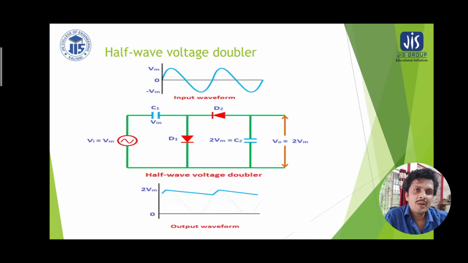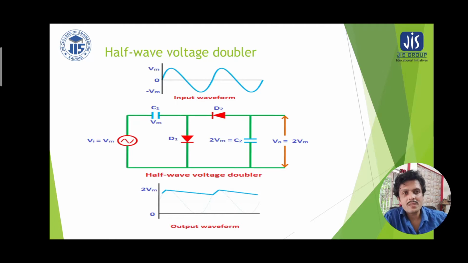So this is the half-wave voltage doubler, in which the connection of the diode and the capacitor is shown. In the first cycle, the signal flows through the capacitor and the diode D1 is forward biased. In the negative cycle, the diode D1 is reverse biased, but the signal flows through capacitor C2 and diode D2.